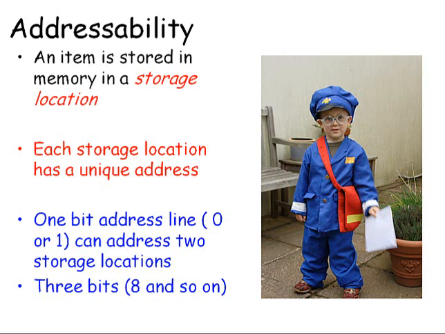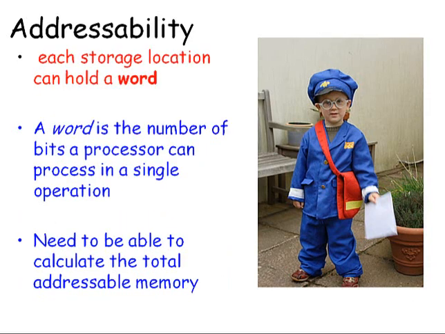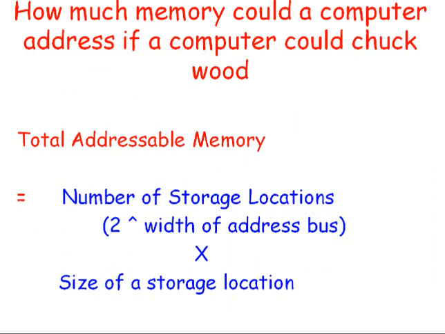And it basically goes back to what we were talking about earlier, 2 to the power of how many locations you have. Be reminded again, each storage location is capable of holding 1 word, and remember the word refers to how wide the data bus is, and it's also how many bits the processor can process in a single operation. Now those two things together allow us to calculate the total addressable memory of a computer system. So to work that out, we take the number of storage locations. To find that out, we do 2 to the power of the width of the address bus times the size of the storage location, which is the word size of the data bus.